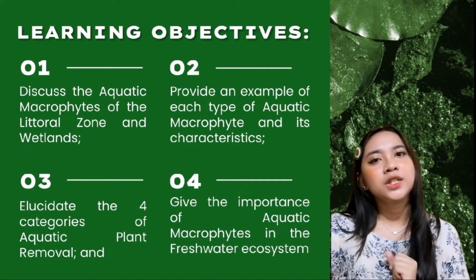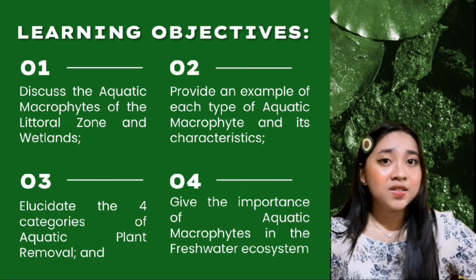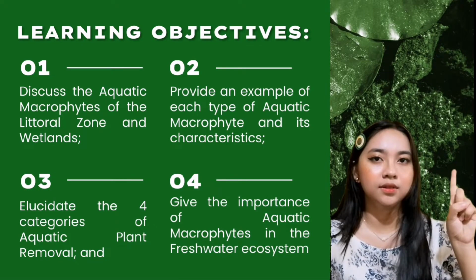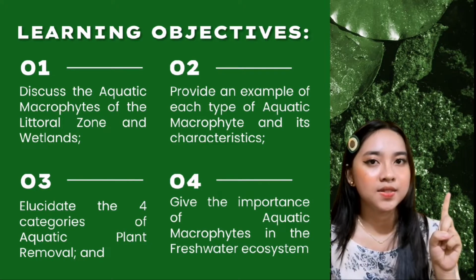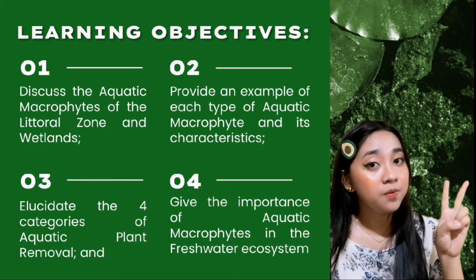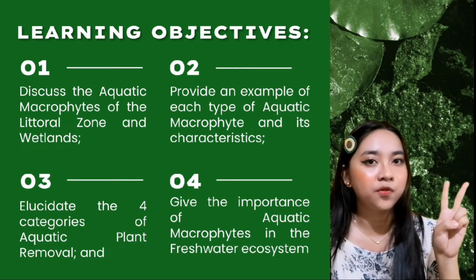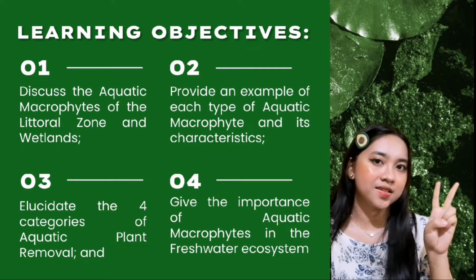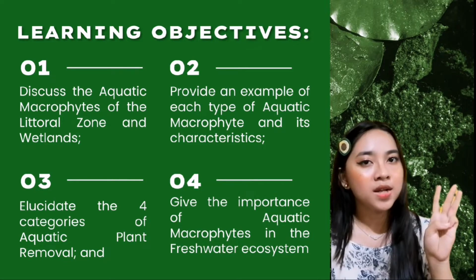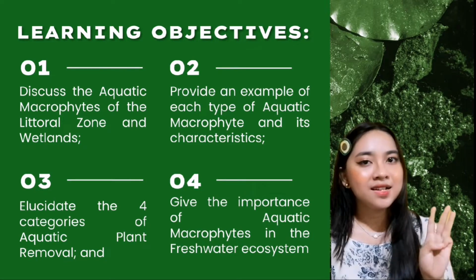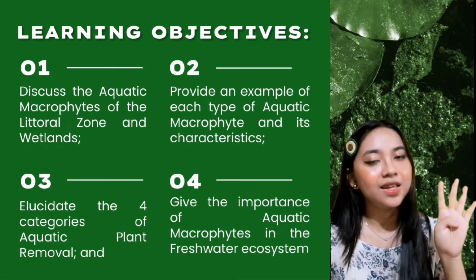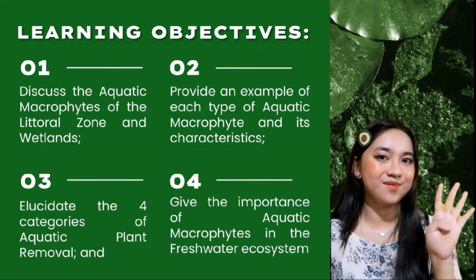Now we have our learning objectives. At the end of this discussion, the learners will be able to: 1. Discuss the aquatic macrophytes of the littoral zone and wetlands. 2. Provide an example of each type of aquatic macrophyte and its characteristics. 3. Elucidate the 4 categories of aquatic plant removal. And lastly, give the importance of aquatic macrophytes in freshwater ecosystem.